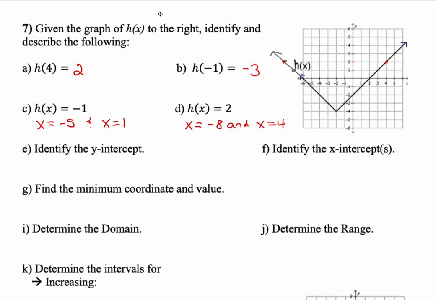Okay. The next question says identify the y-intercept, which is where the graph crosses the y-axis. The graph is crossing the y-axis here, which is at 0, -2. Then it asks for identify the x-intercept or intercepts, because there could be multiple. So starting from the left, it crosses the x-axis at -6, 0. And then it does it again at 2, 0. So our two x-intercepts are at -6, 0 and 2, 0.